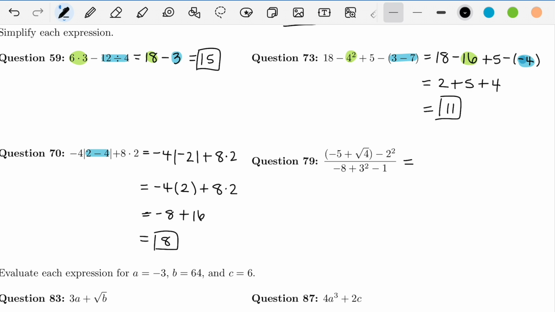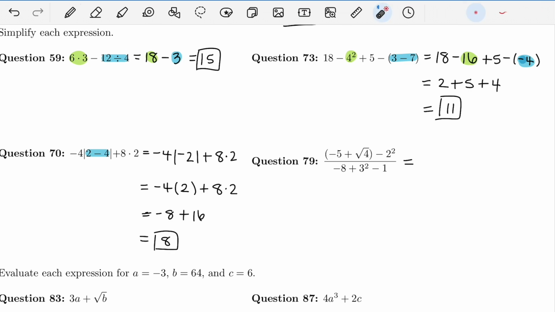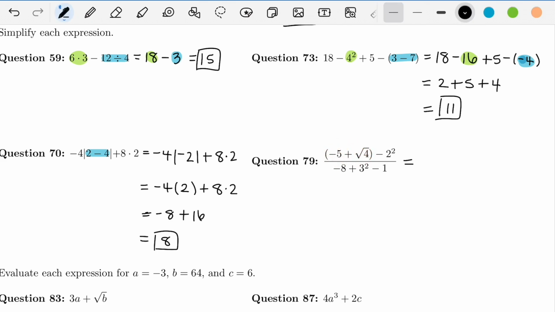The first thing that we're going to evaluate is going to be what's inside our parentheses here. Now we can also think of this square root here as an exponential term, so we are going to have to evaluate this first before we can figure out what's inside the parentheses. So what I mean is we have -5 plus the square root of 4. The square root of 4 is just going to be 2. So inside our parentheses we have -5 plus 2.